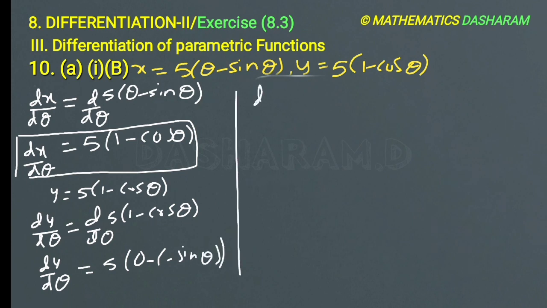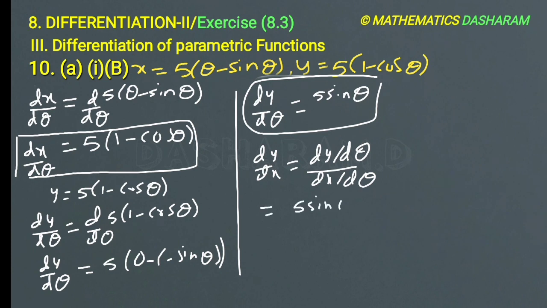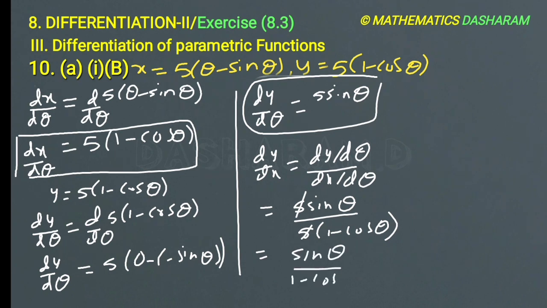So then dy by d theta is equal to pi sin theta. This is dy by d theta. Now dy by dx is equal to dy by d theta divided by dx by d theta. So dy by d theta, pi sin theta, divided by 5 times (1 minus cos theta). Here pi cancels, leaving sin theta divided by 1 minus cos theta.